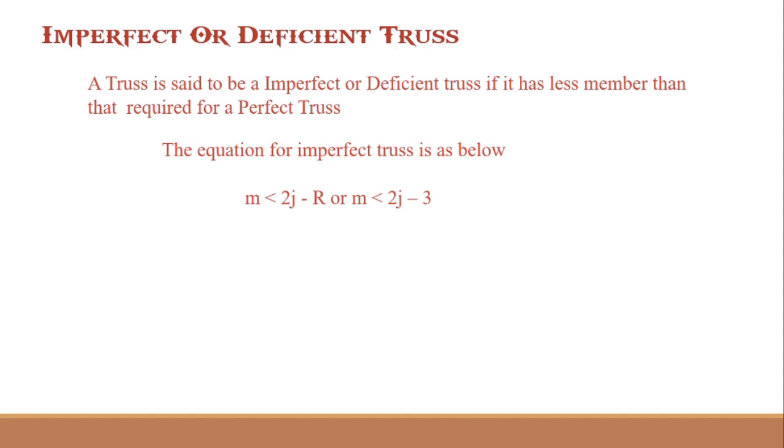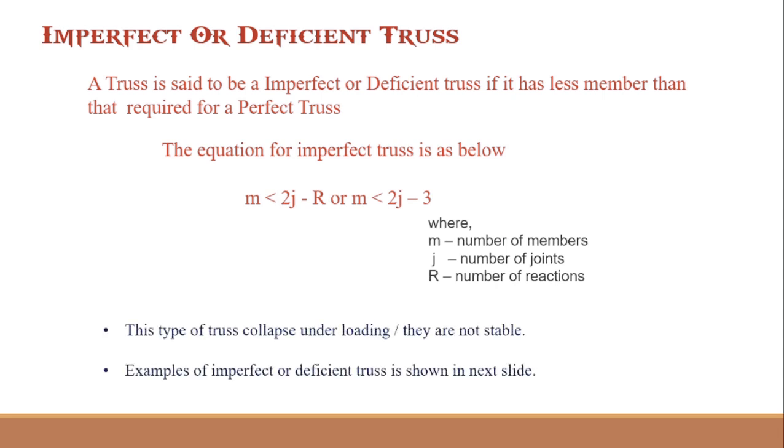You can also define it like this: if the number of members is less than 2j minus 3, then it is called an imperfect truss or deficient truss. Where m is the number of members, j is the number of joints, and r is the number of reactions. This type of truss collapses under loading because it doesn't have enough members to resist the loads. Because it lacks members, it will collapse under loading and is not stable. I'll show some examples.